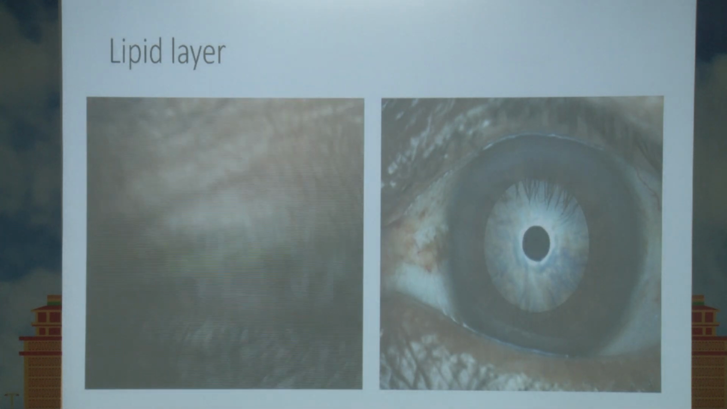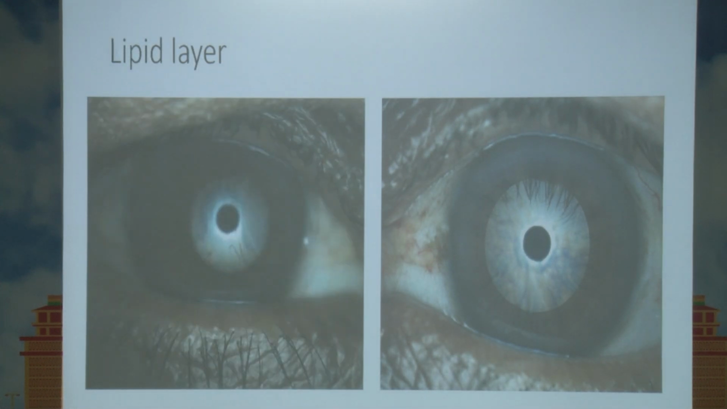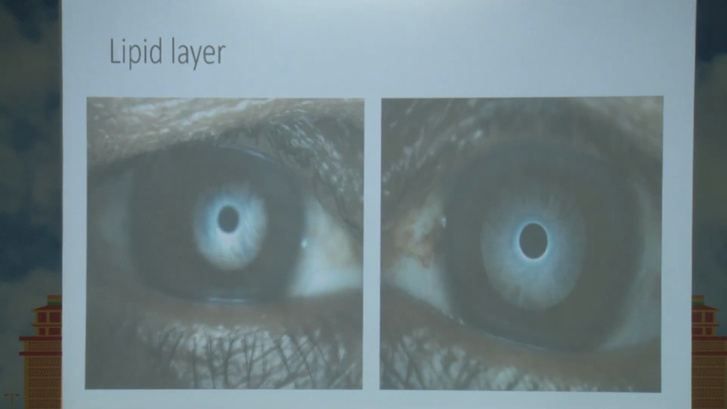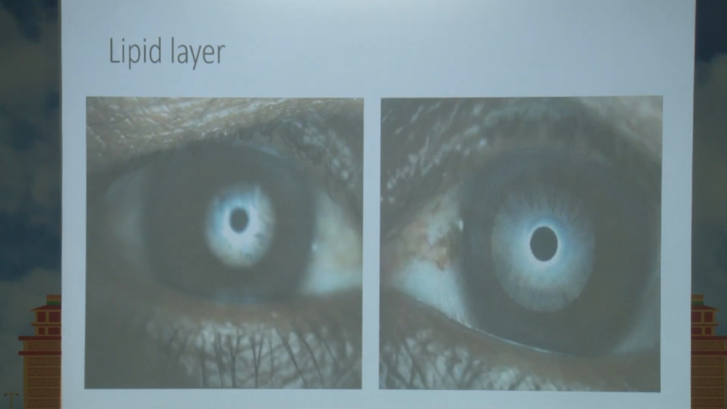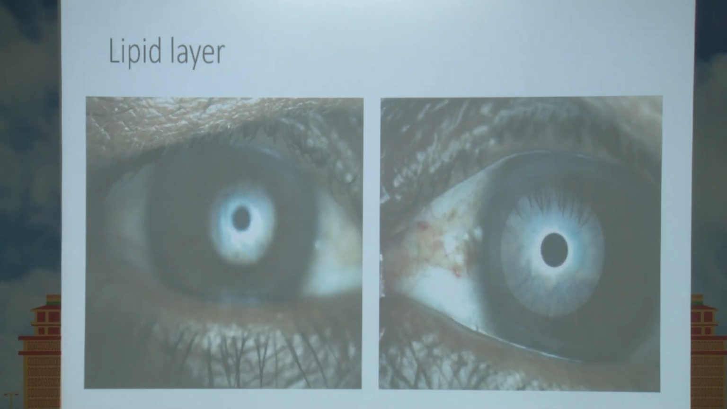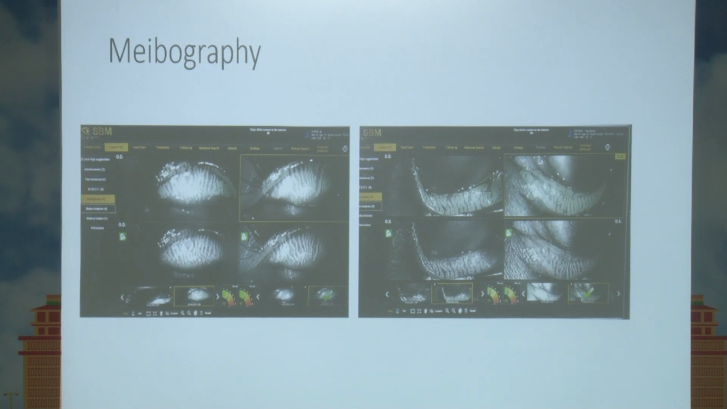And this is how the lipid layer would look, the rainbow colored layer that is over the cornea. The thickness is also measured by the machine, and it also measures or calculates the loss in the meibomian glands, the upper lid and the lower lid. And this is how it pictures and quantifies whether the meibomian gland is healthy or unhealthy or lost.